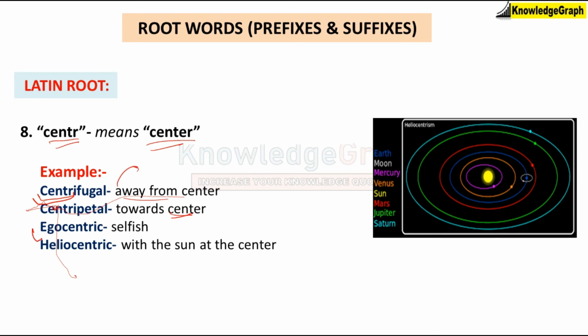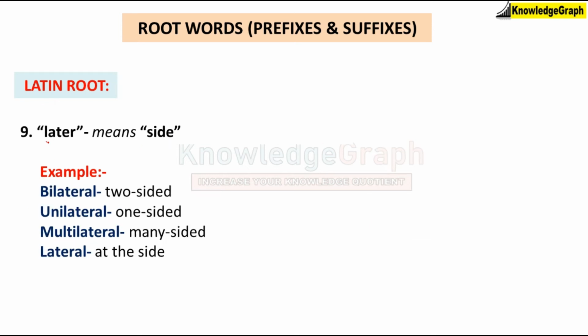Egocentric. The word ego means I, and centric means center. So someone who is I-centered is selfish. Someone who's always talking about himself is selfish. Heliocentric, with the sun at the center. This image is heliocentric, like the solar system, where the sun is in the middle and all the other planets revolve around it.